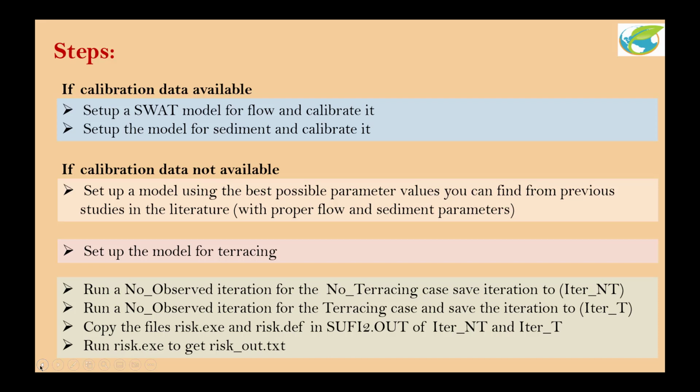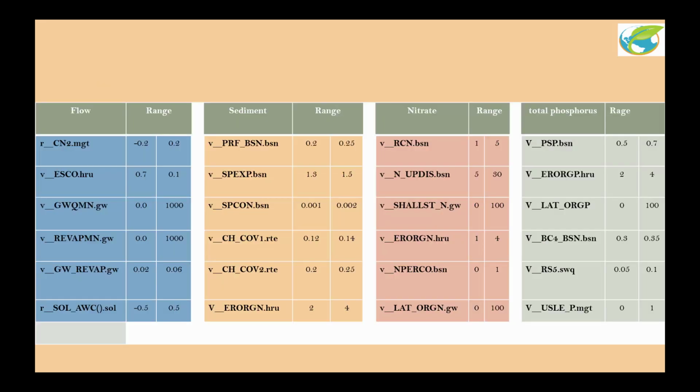So once you do the simulations for terracing and for the non-terracing case using the no observation option of SWATCUP, then there are two files. There is a risk exe file and a risk definition file. These two files you copy into the SUFI2 out of the iteration with no terracing and the iteration with terracing. And then you execute the risk file and you get a risk output, from where you bring that information into Excel and do the rest of the calculation as I will show. So let's go step by step.